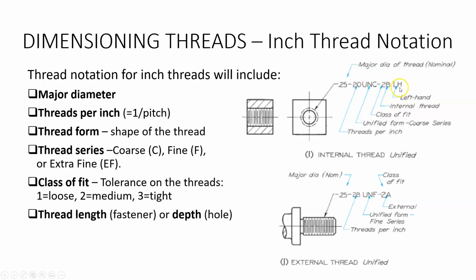Optionally, if it's a left-hand thread, then you put LH on the end, but typically it's not a left-hand thread. So this would read 0.25-28 UNF-2A, for a quarter inch major diameter, 28 threads per inch, Unified National thread form, fine for the thread series, so it's a fine thread. 2 for the class of fit, so it's a medium fit. And then A for an external thread, which means it's a fastener.